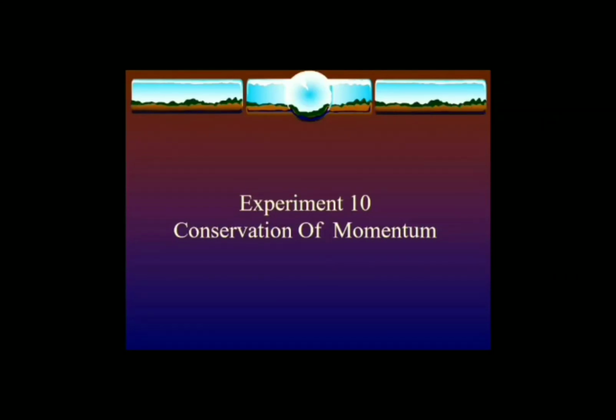One of the most powerful laws in physics is the law of momentum conservation. For a collision occurring between object 1 and object 2 in an isolated system, the total momentum of the two objects before the collision is equal to the total momentum of the two objects after the collision.